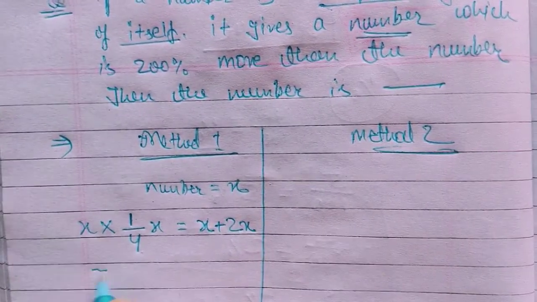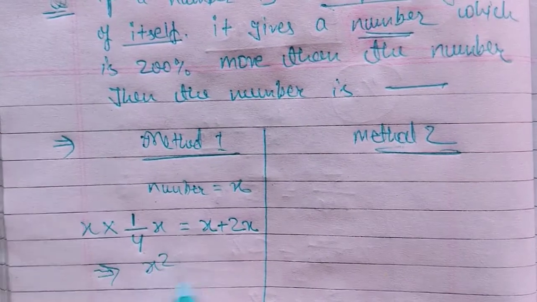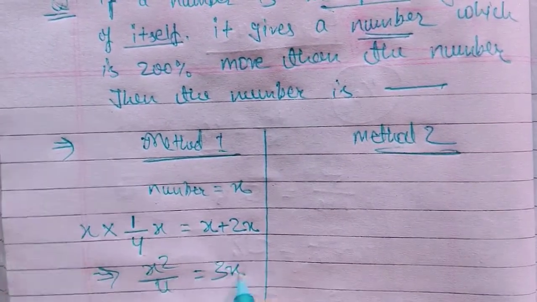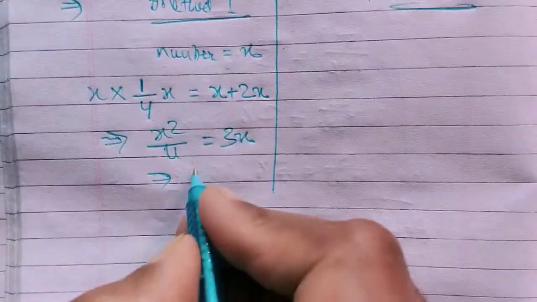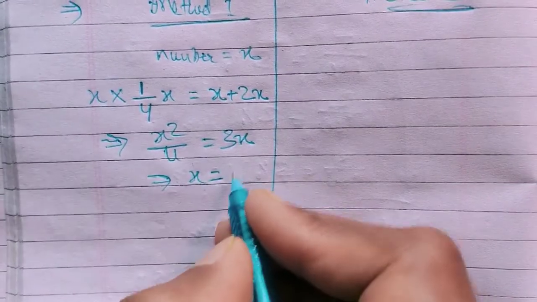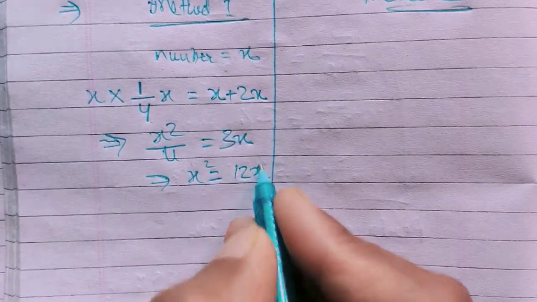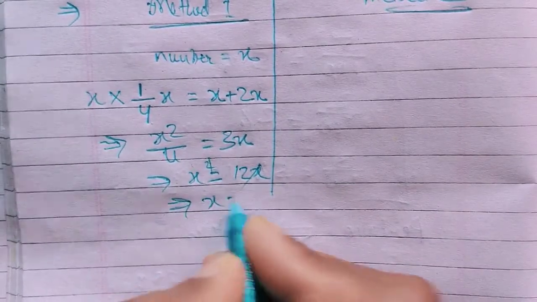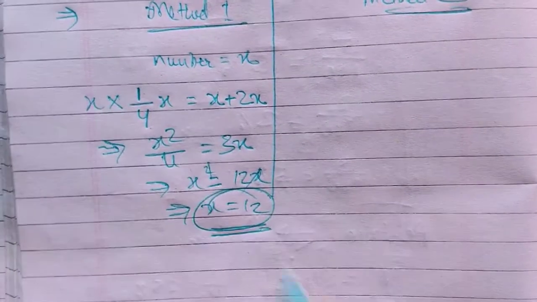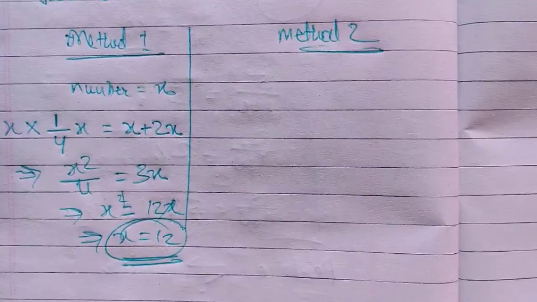Now let's solve it. This is x square upon 4 equals 3x. So from here we will find the value of x, that is x square is equal to 12x, and we will cancel it. We will get x is equal to 12. So the number is 12. Now by the second method, this is the shortcut method.